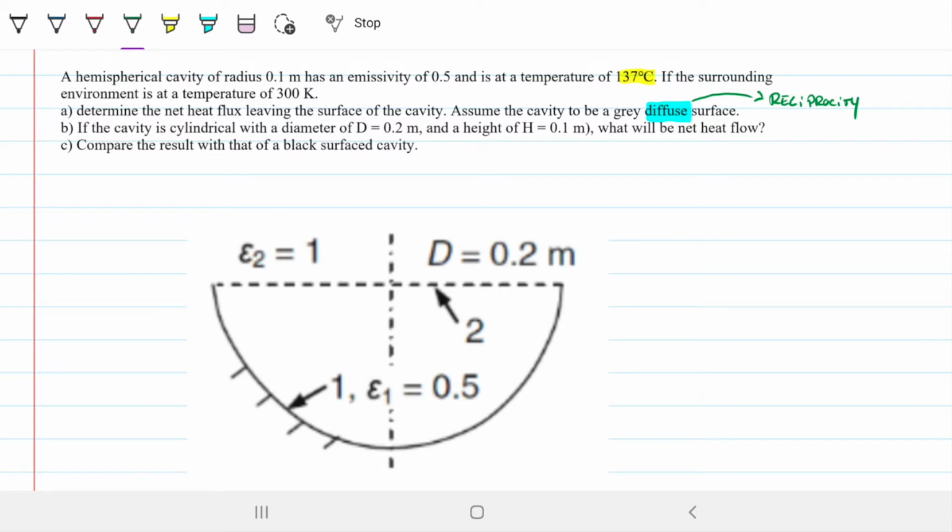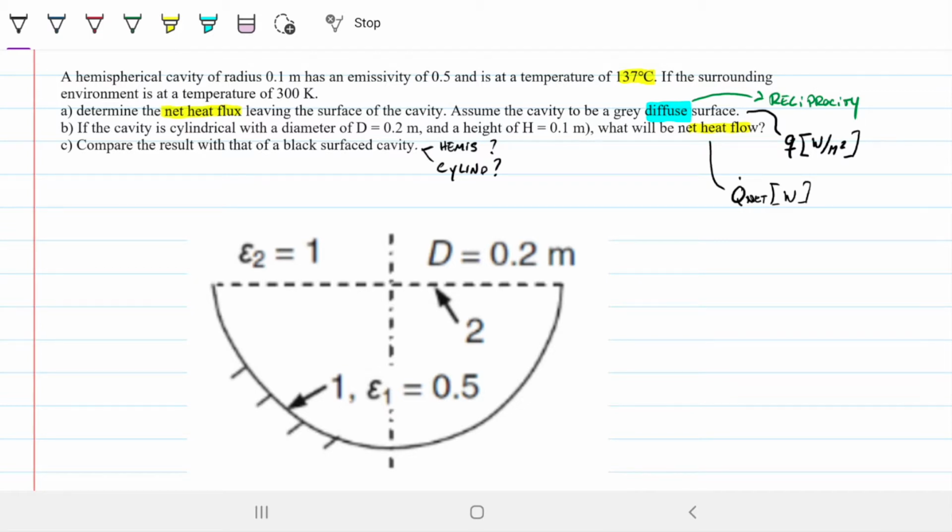What are we looking for? On part A, we're asked to find the net heat flux. So that is lowercase q, let's put it over here, running out of space, lowercase q in watts per meter squared. In B, we're asked to find what is the net heat flow. So that is uppercase Q net, and that will be in watts. And then on C, we're asked to compare the result. And I'm not so sure from the wording of the question if we should compare it to the hemisphere or to the cylinder. So we're going to do both just to play on the safe side.